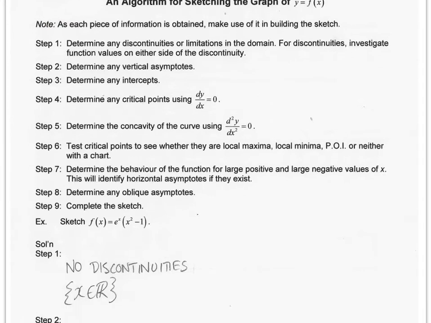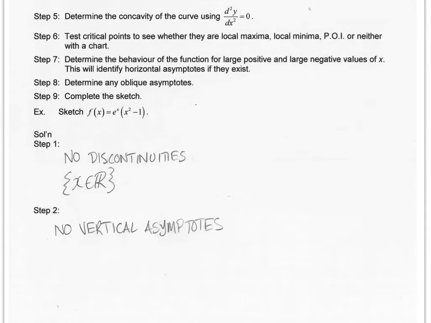Let's move down. So we are going to sketch this curve right here. f of x is equal to e to the x times x squared minus 1. So again, discontinuities, there's going to be none. We have x is an element of the reals. We can sub any value of x in here. So we're not going to have any discontinuities. So step 1's done and out of the way.